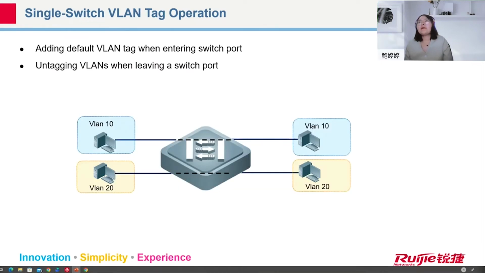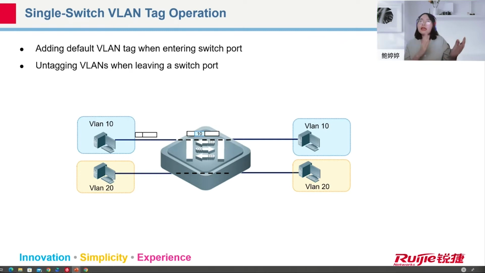And later, let's see how the switch works if we add the VLAN information. First, the terminal sends out the message. This is a standard Ethernet message, right? Without any VLAN information. So when the terminal sends out the standard Ethernet frame, the switch will receive it. When the interface receives it, it will add a VLAN tag.